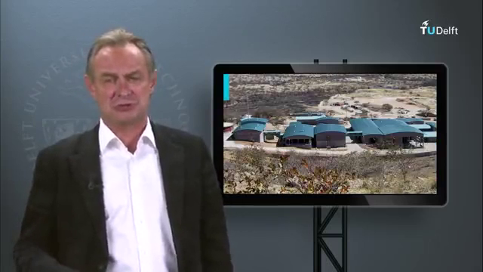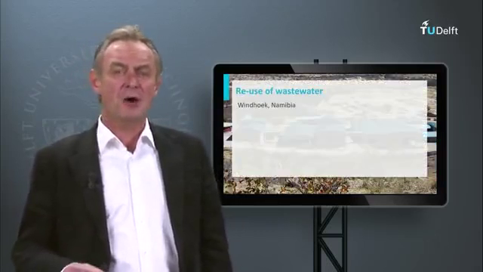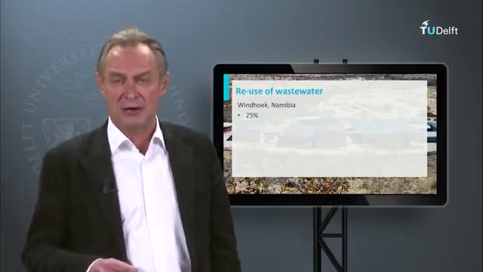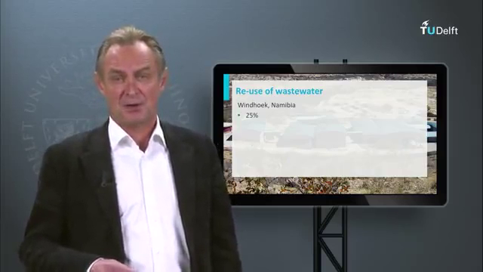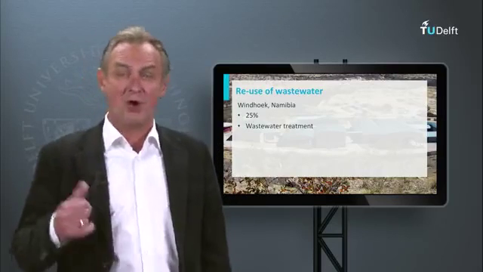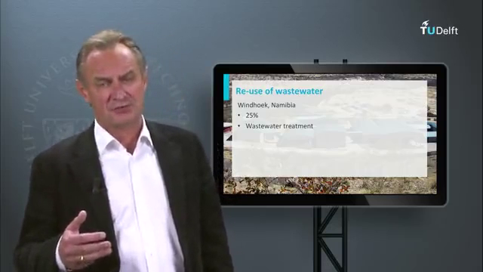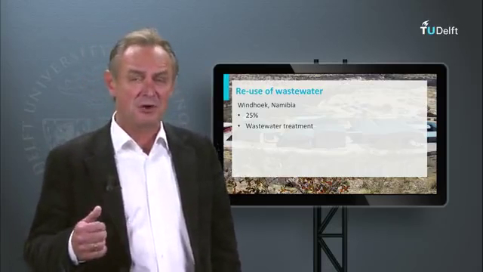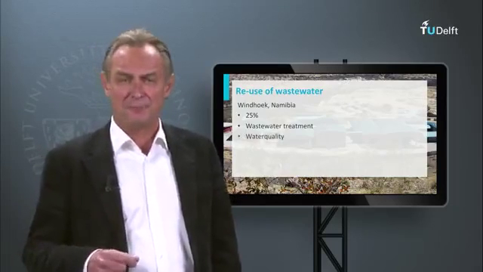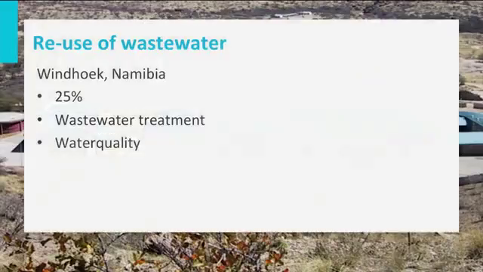Several examples exist. The most famous one is in Windhoek, Namibia, where about 25% of the domestic water supply consists of reclaimed wastewater. The effluent of the wastewater treatment plant is extensively treated with ozone, coagulation, flotation, activated carbon filtration, membrane filtration and chlorination. The product can compete with the water obtained from the original source about 300 kilometers away from the city.